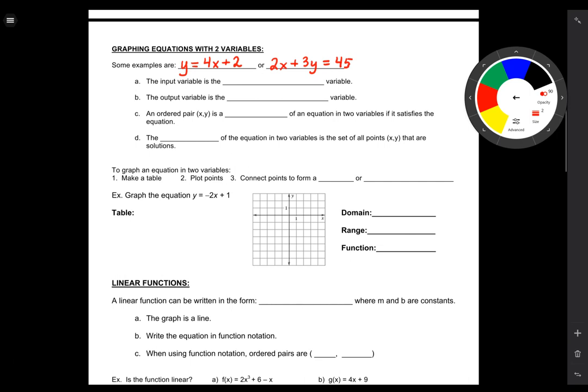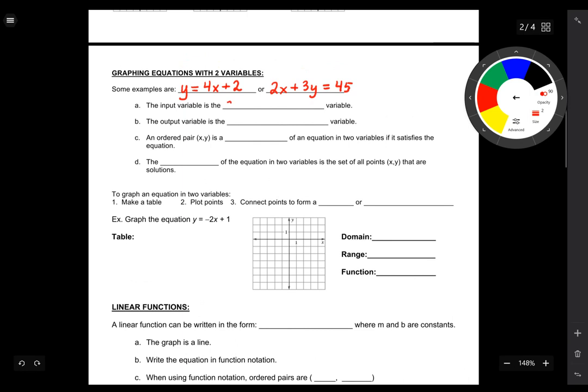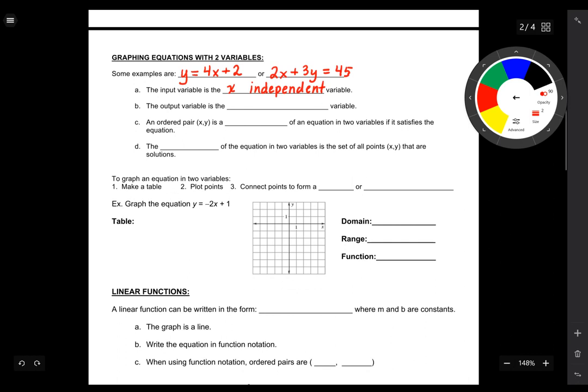The input variable is the independent variable, and it's x. The output variable is the dependent variable, and it's y. And think of it this way. Y is dependent upon x. So x can take on different numbers. X can be 1 here, it can be 2, and then you would multiply by 4, add 2, and that'll give you the output y. So x changes, and because x changes, y will be dependent upon it, and it will change as well.